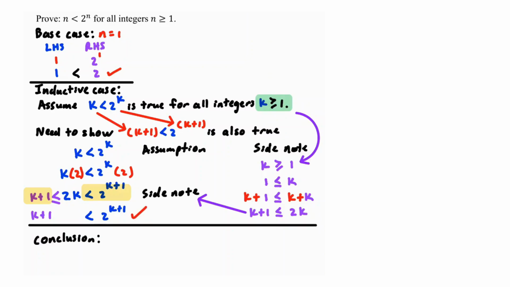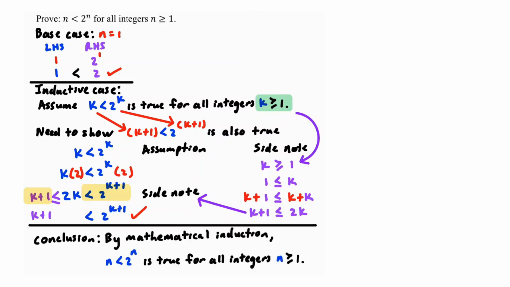Last step is to write a conclusion. So we just need to restate it. So by mathematical induction, n is less than 2 to the power n is true for all integers n greater or equal to 1.